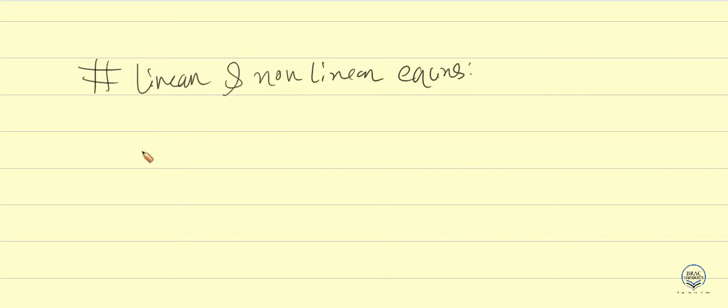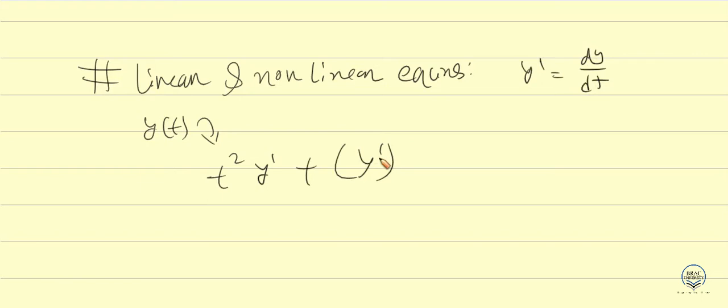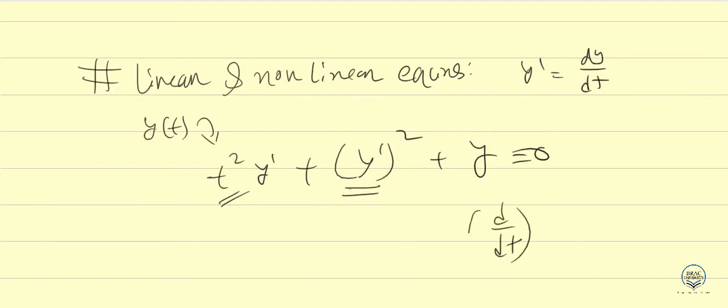So let's say you have a function y of t and it satisfies some differential equation, let's say t squared y prime, where y prime means the first derivative, and let's say there is y prime squared, and this equals 0. This is some differential equation. So this is a non-linear equation. The reason we say this is, first of all, there is this t squared and there is this y prime squared. So this operator will give rise to this non-linearity, in that it is not a linear operator.